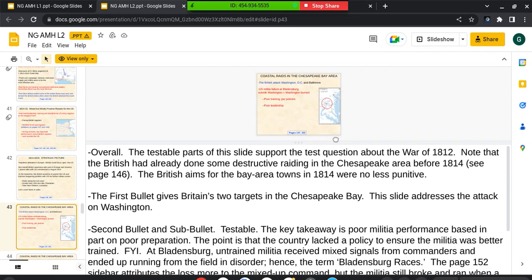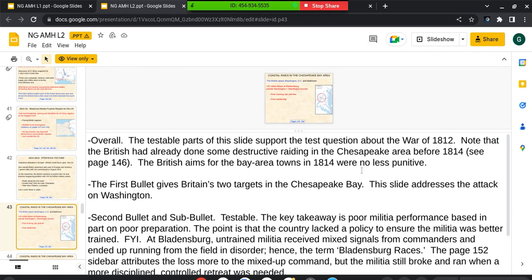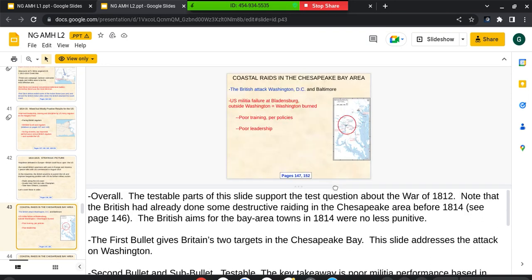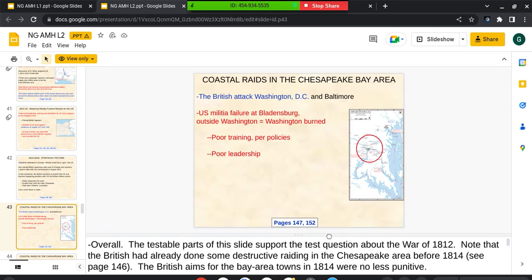The second bullet, which is testable, the key takeaway is poor militia performance based in part on poor preparation. The point is that the country lacked a policy to ensure the militia was better trained. At Bladensburg, untrained militia received mixed signals from commanders and ended up running from the field in disorder, hence the term the Bladensburg races. The sidebar attributes the loss more to the mixed-up command, but the militia still broke and ran when a more disciplined, controlled retreat was needed. So they needed a really controlled and disciplined retreat.